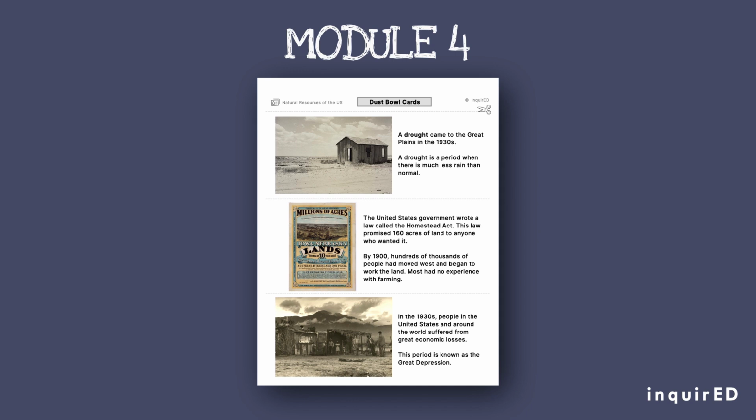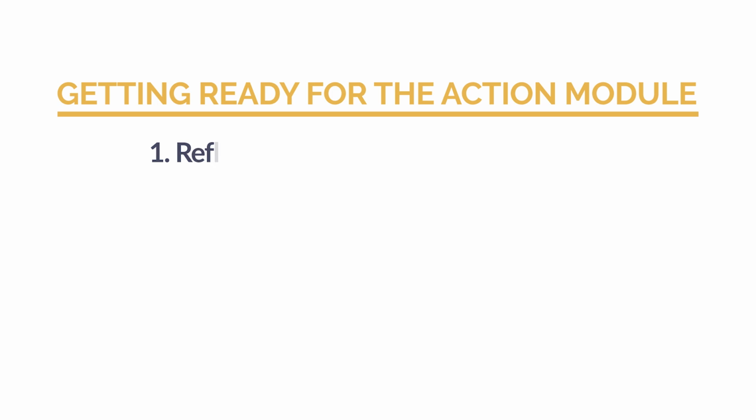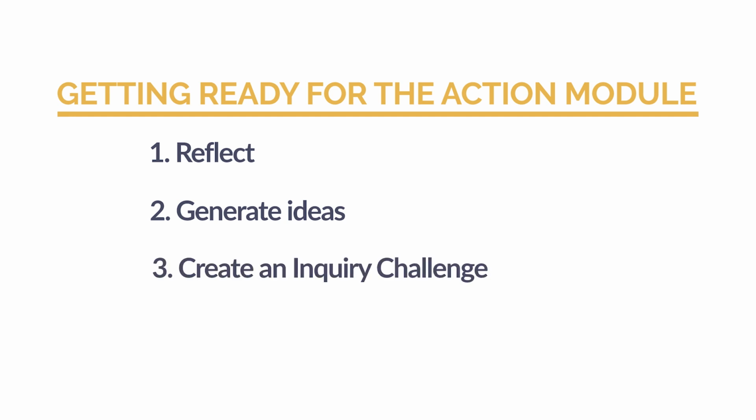Finally, in Module 5, students imagine a more sustainable future and consider what individuals, industries, and communities do and could do to promote sustainability. At the end of Module 5, you'll help students get ready to turn their learning into action by reflecting on what they've learned, generating ideas about challenges and opportunities related to use of resources and sustainability, creating an inquiry challenge statement that addresses a specific challenge and opportunity in the world around them.